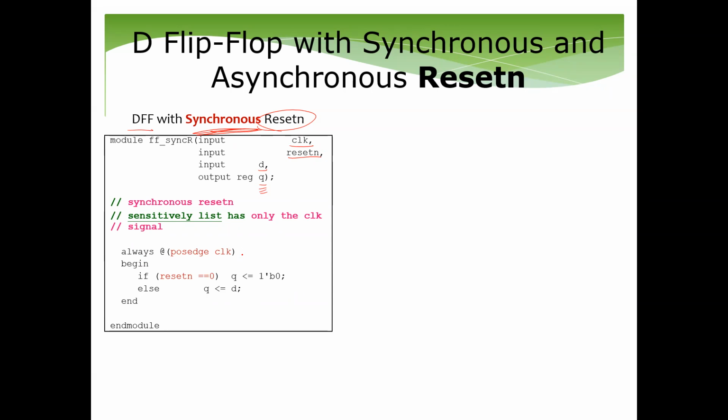Now, the difference will be in the sensitivity list. So my sensitivity list here is at the positive edge of clock. Go inside my code. First, I need you to check the value of reset. If reset N equal to 0, it means reset is active, and this is an active low signal. Let the value of Q take the value 0. Else, if reset N equal to 1, meaning I don't want to reset, just behave normally. A normal behavior of the flip-flop is that if you are at the positive edge, let Q take the value of D.